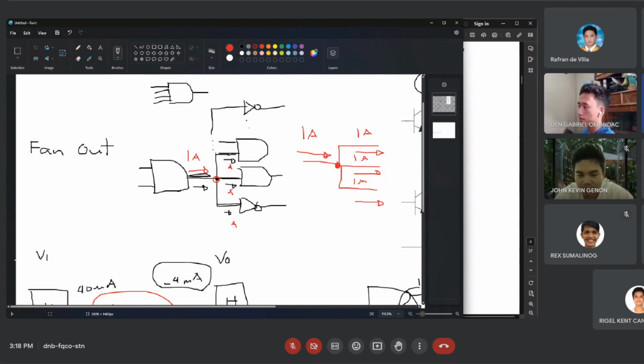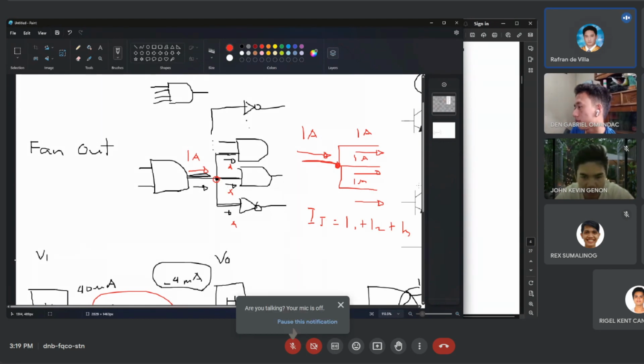Kanang relationship nila sir kay kanang tulo ka buok, ang summation ana kay equal siya sa input nga current. So, mayroon tag I total. The current I total is equal to the summation of I1, I2, IN. Okay? So equals to the summation of the current leaving the node.